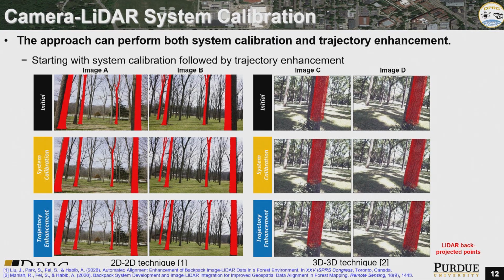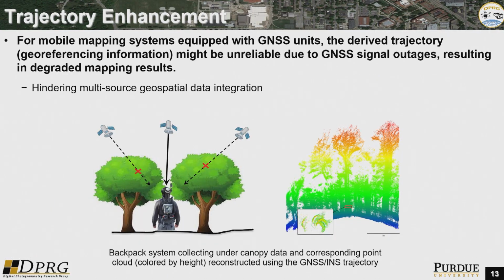The middle row, when we adjust the system calibration, you can see we have an improvement. The third row is basically we do what we call trajectory enhancement, so we even refine the alignment. So this is actually the ultimate goal here, because if we do this well, the system calibration and trajectory enhancement, we can identify a tree trunk or the geometry of the tree from the LiDAR data. The spectral information comes from the imagery data, and you know that this particular object in the LiDAR data corresponds to this particular region in the image data.